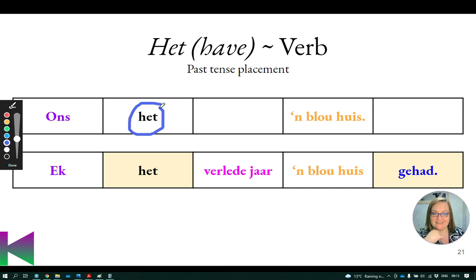This het moves to the end. Oh, lovely line there. And that het changes to a gehad. Okay, so it's still the same principle. You're putting the het as the second word, and you're changing it to a gehad, but it conjugates. One of the only ones that conjugate goes to gehad. Let's look at more sentences.